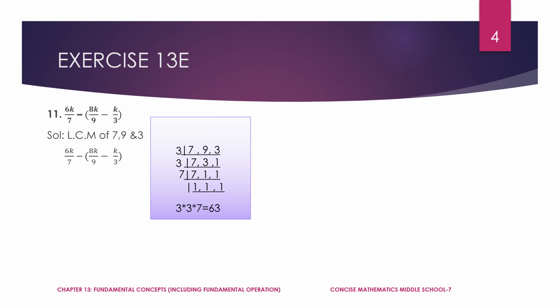To make it into 63, you have to multiply this 7 with 9. If you multiply with 9, the denominator becomes 63. So even the numerator should be multiplied with 9. Here to make this 9 into 63, you have to multiply this 9 with 7. So the numerator should also be multiplied with 7. To make this 3 into 63, you have to multiply it with 21. So even the numerator should be multiplied with 21.